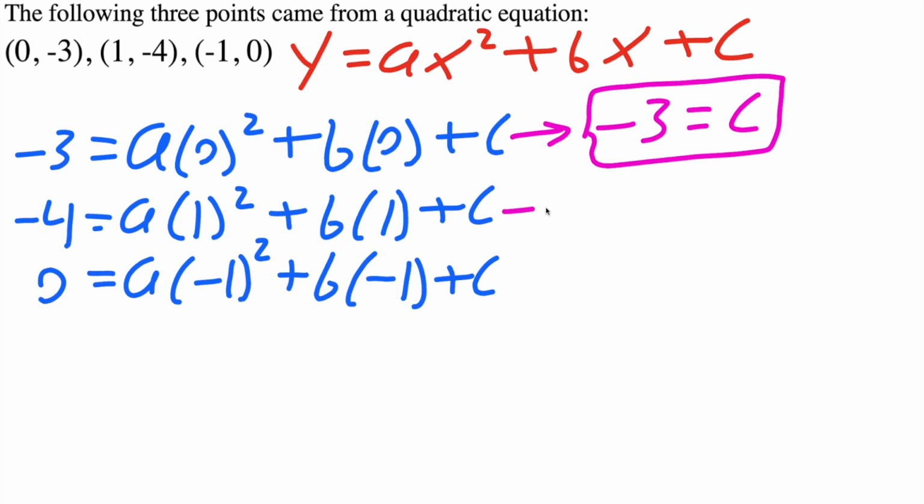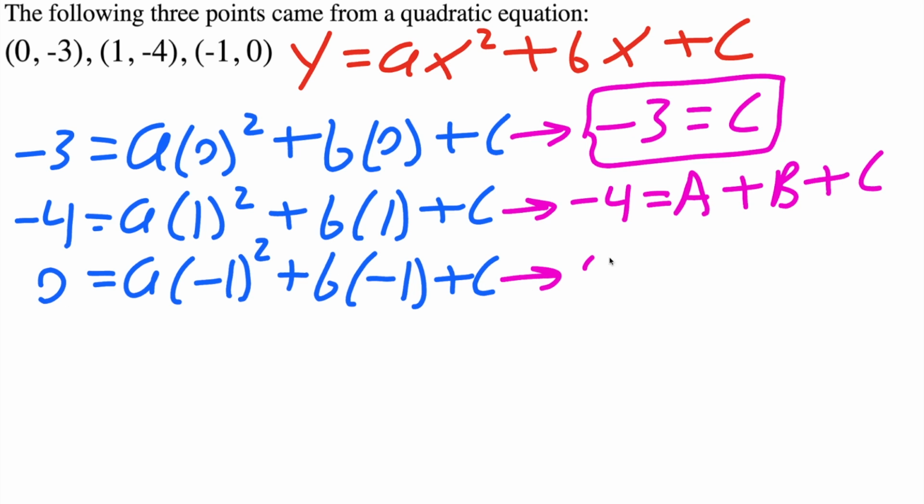And we're going to do the next 2. So we have -4 is equal to, so 1 squared is 1 times 1. So we just have a. I'm going to make it a capital letter, maybe it's easier to see. And then b times 1, so you get just a regular b plus c. Next one, same procedure. 0 is equal to -1 squared. So -1 times -1 is +1. So we just get an a. b times -1 is -b plus c.